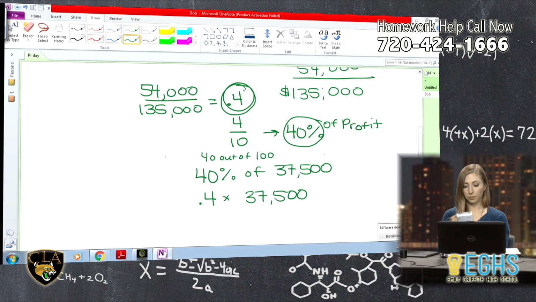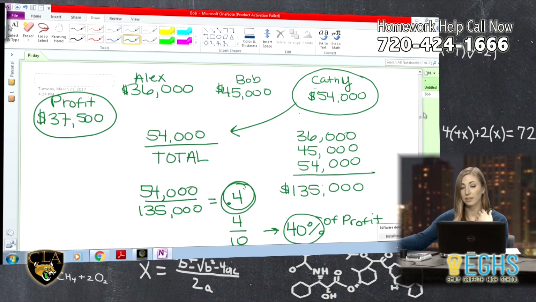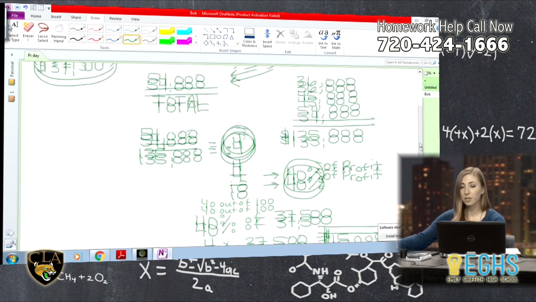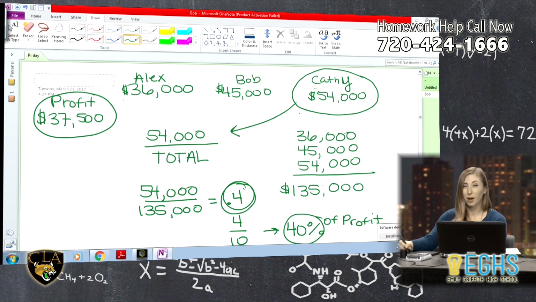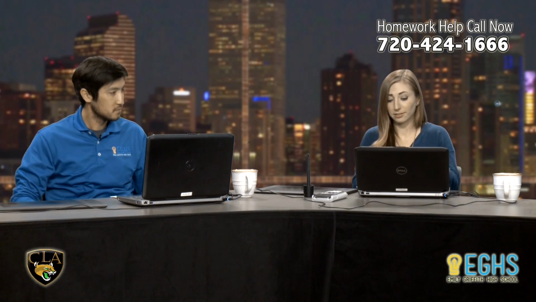So we're going to do 0.4 times 37,500, and we get 15,000. So Kathy is going to get $15,000 of the $37,500 in profit. We could also find the portion for Bob and Alex, but since this problem just asked about Kathy, we'll just stop there. So hopefully that helps. Hopefully that answered the question.